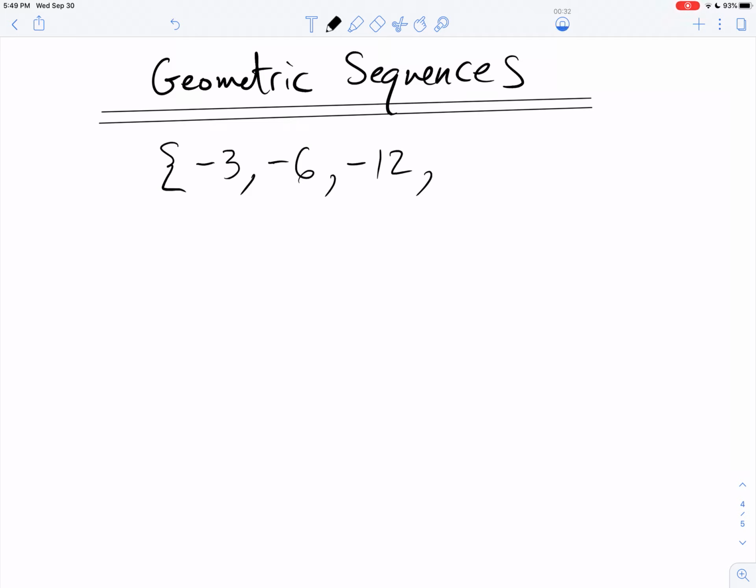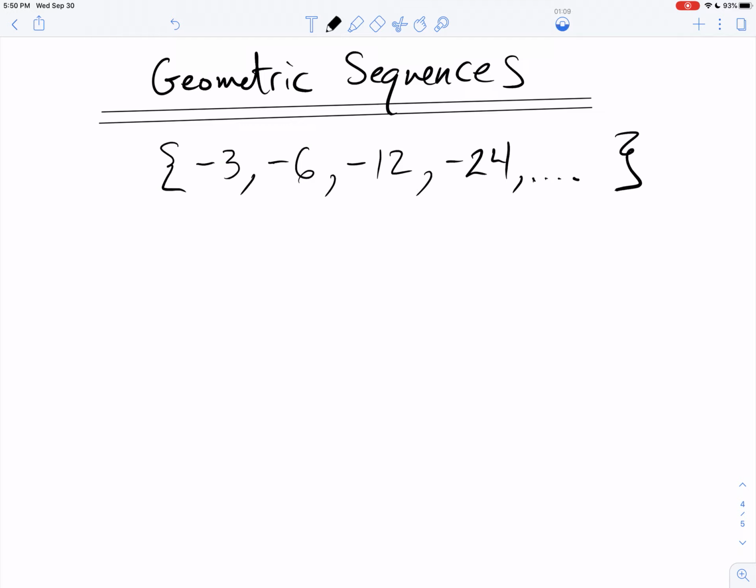Look at the pattern I'm generating. What do you think the next number is supposed to be? If you guess the next number should be negative 24, then you're correct. Because what I'm generating here is a sequence of numbers that has what's called a common ratio. A common ratio.